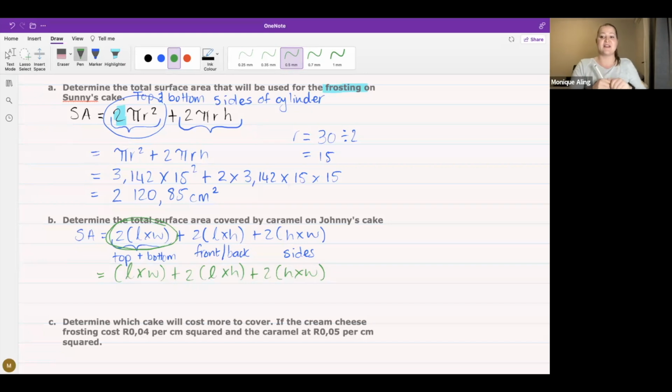Okay, so sometimes with these surface area questions, you're going to have to think about the situation at hand and what is happening to that object. Does it have a top? Does it have a bottom? Is there a missing side? And then we need to take that side out of our formula.